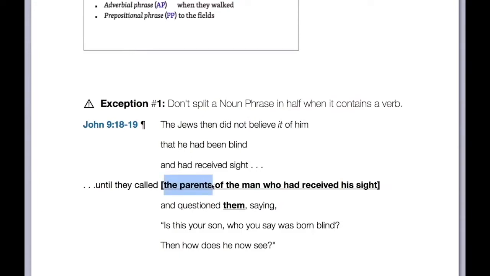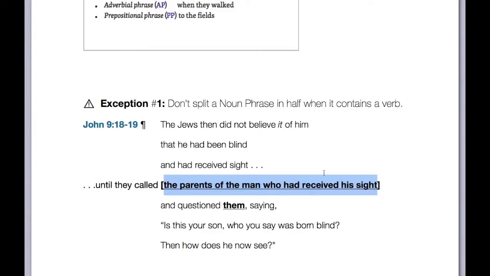It's the parents, right? But as I continue on, I'll see this verb received, and I would be ready to slice this to a new proposition right away. However, if I understand I'm dealing with a complex noun phrase, I see that they called the parents of the man. Can we say more? Definitely. They called the parents of the man who had received his sight. So all of this is bound together as one giant object of the verb called within this proposition.